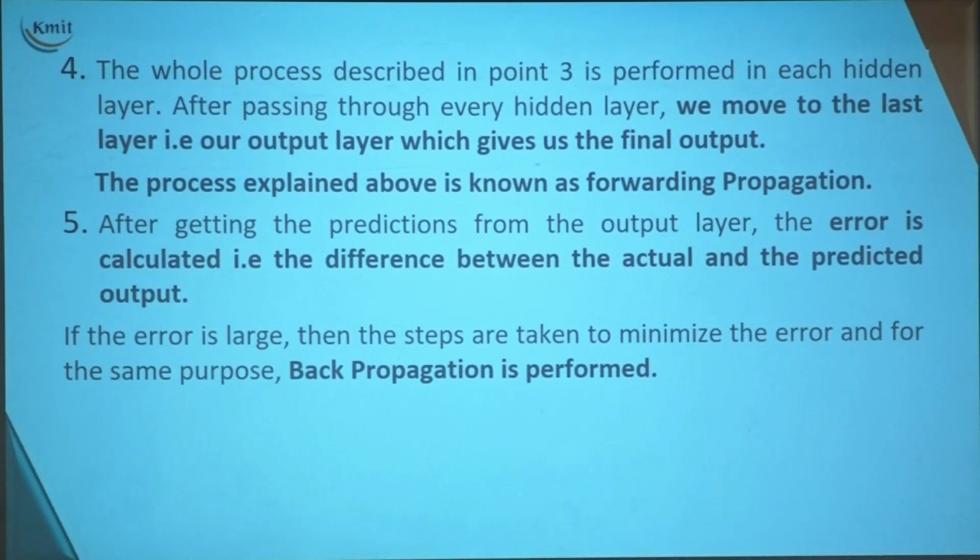Now once it is done, we calculate what? Error. How do we calculate error? The difference between actual value and predicted value. After that, if the error is large, the above steps are repeated to minimize the error by using backward propagation. Are you all clear with this? So what are the 3 steps of ANN? Forward propagation, loss calculation, backward propagation.